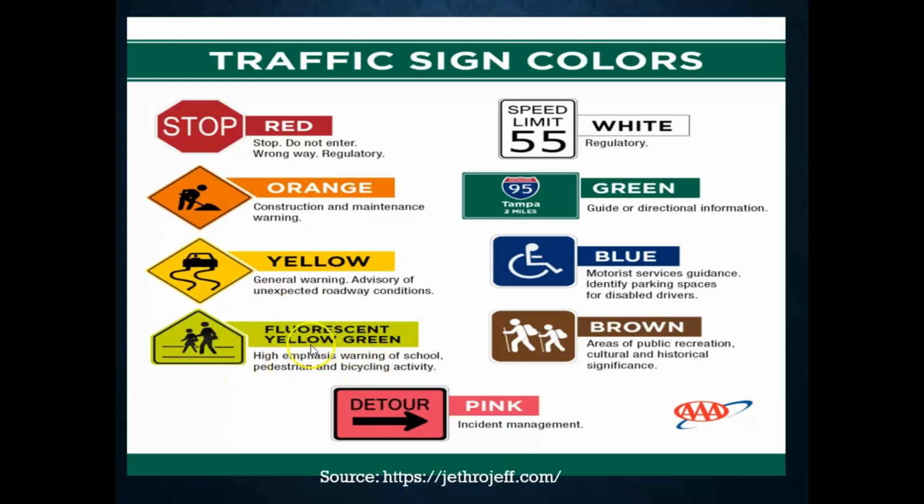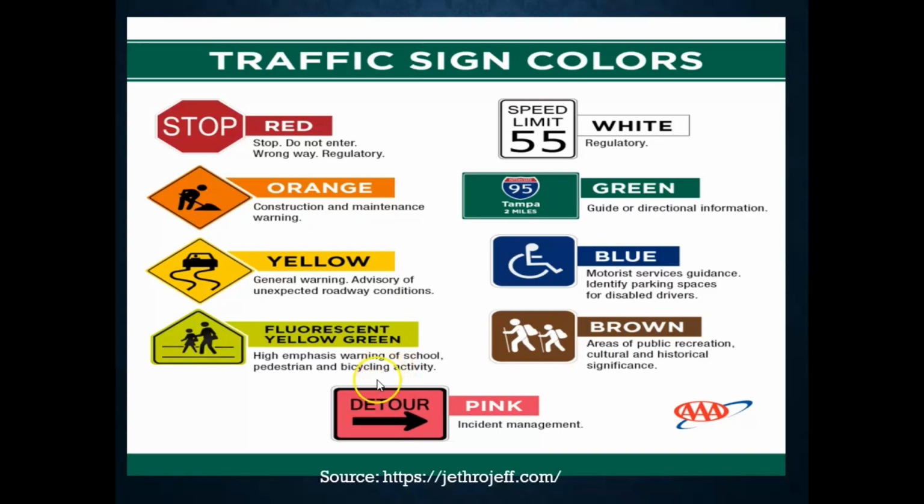The next one is the fluorescent yellow green. This has a high emphasis on warning of schools, pedestrians, and bicycle activities. That is, when we see any traffic sign having this fluorescent yellow green, then we know that there is a warning of school, pedestrian, or bicycling activities around the road.